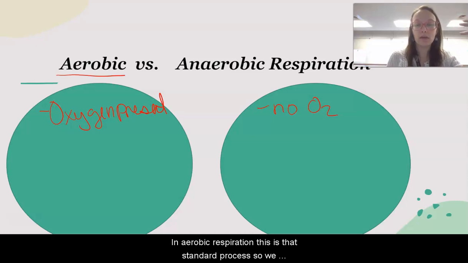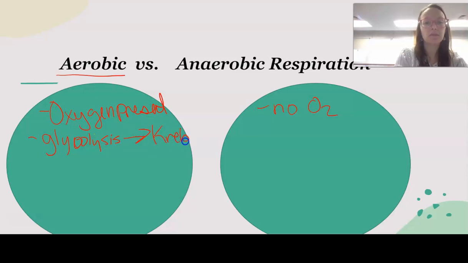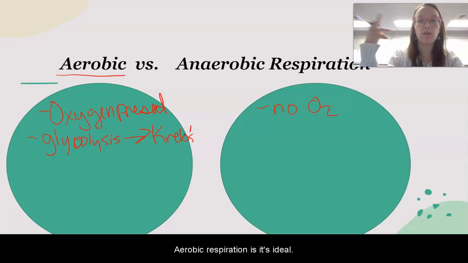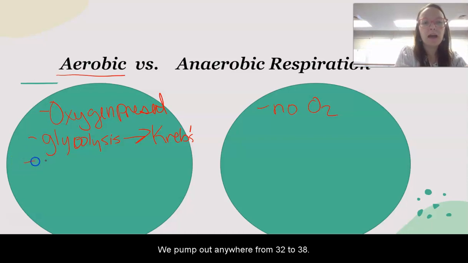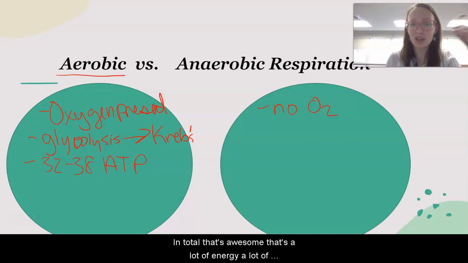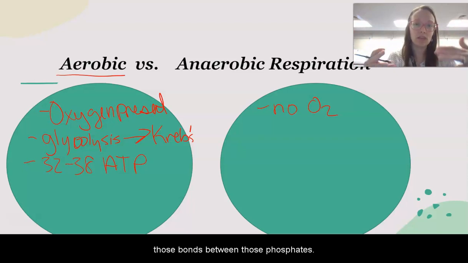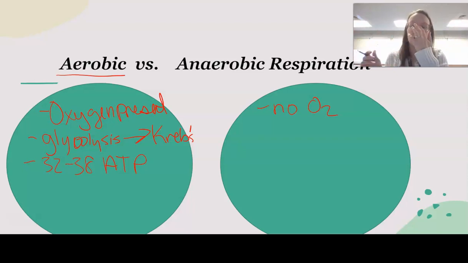So in aerobic respiration, this is that standard process. So we start with glycolysis, and then we move into the Krebs cycle. The thing with aerobic respiration is it's ideal. It's the most efficient process. We pump out anywhere from 32 to 38 ATP molecules in total. That's awesome. That's a lot of energy, a lot of molecules where we can harness the energy stored in that bond with those phosphates.